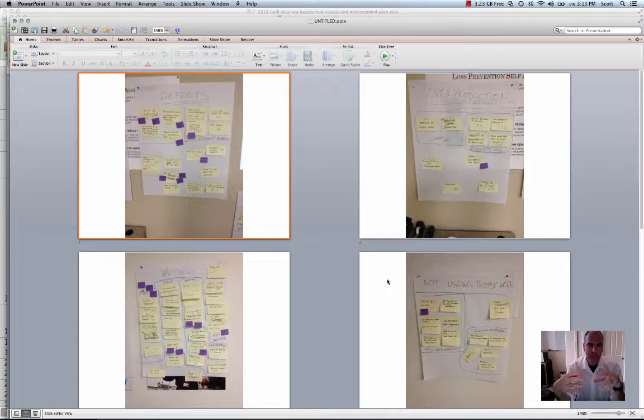And so instead of throwing it out at them all in one big chunk, what I found works better is to zoom in on each one of the downtime categories and brainstorm each one individually. Having these little rapid, short brainstorming sessions around defects, then around overproduction, then around waiting, and then around not using people well, etc., generates, from my experience, a lot more results. And so that's exactly what we did here.